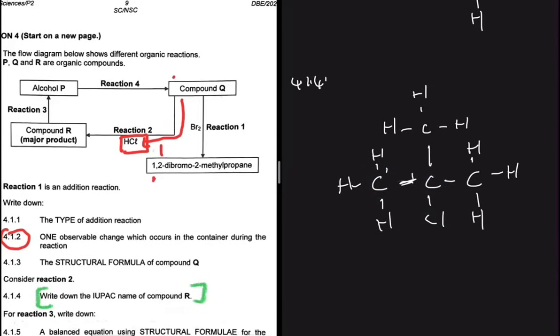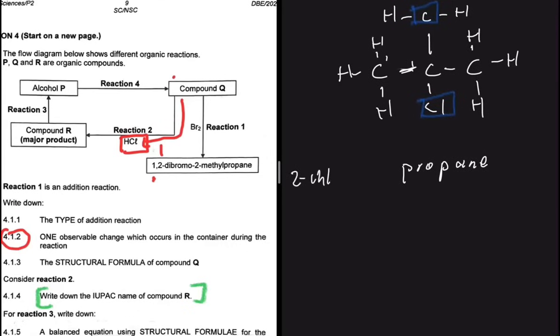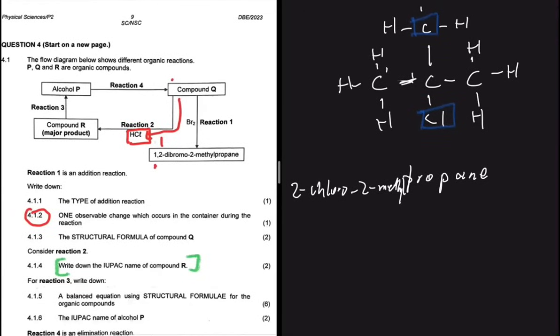For this structure, we then need to give the name, right? We know fully well that it is propane. And on the second carbon, we have chloro, and we also have methyl, right? So we're going to have 2-chloro-2-methylpropane. Yeah, it started to look messy there, but you can see what is going on. And that is the answer to 4.1.4, the IUPAC name of compound R.